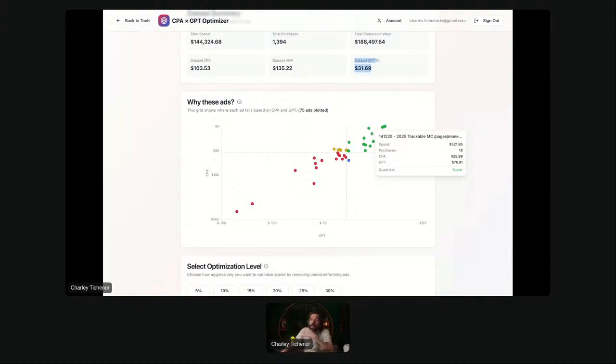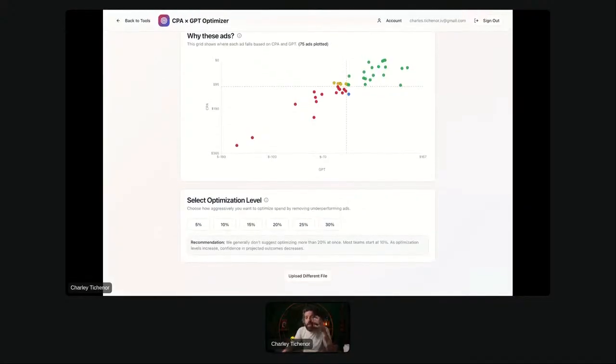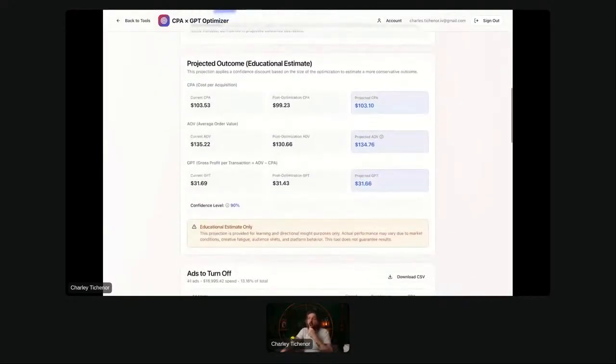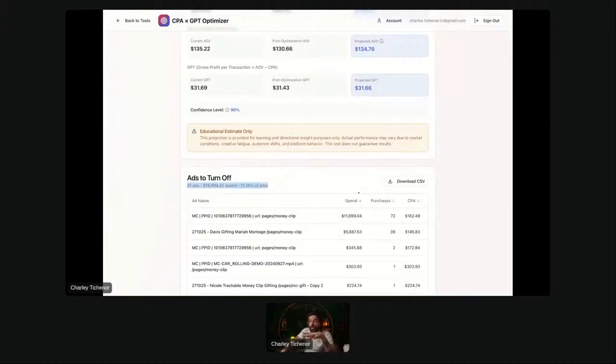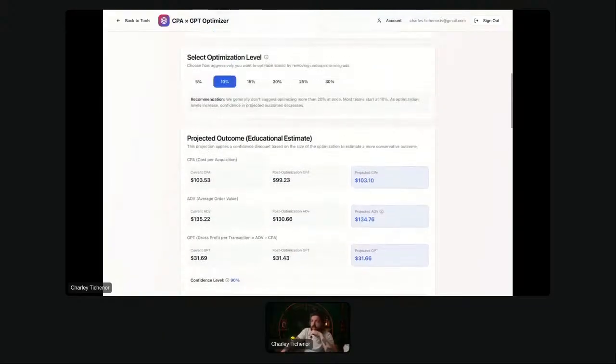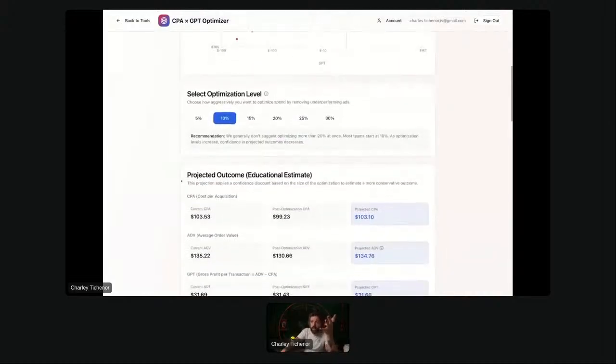So what we're going to have now, we've mapped all this stuff out. You can now select your optimization level. So how aggressive do you want to make your ad account better? Let's say 10%. Well, what we're going to do is we're going to tell you the 41 ads to turn off, which is roughly 13.16%. That's 18% of your 144,000 in spend. So it's actually not a very disruptive element, right?